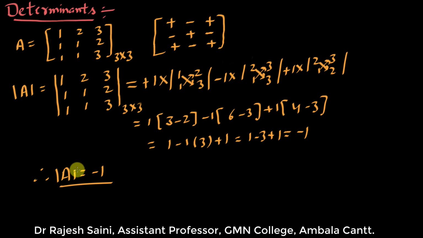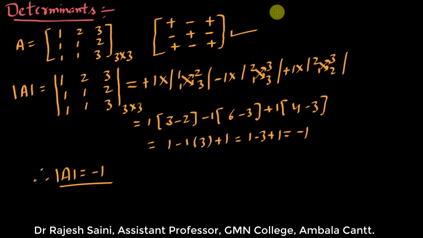So if you expand the determinant along any of the rows or any of the columns, keeping these signs in mind, the result will be the same. So we have studied how to solve 2 by 2 order and 3 by 3 order determinants.